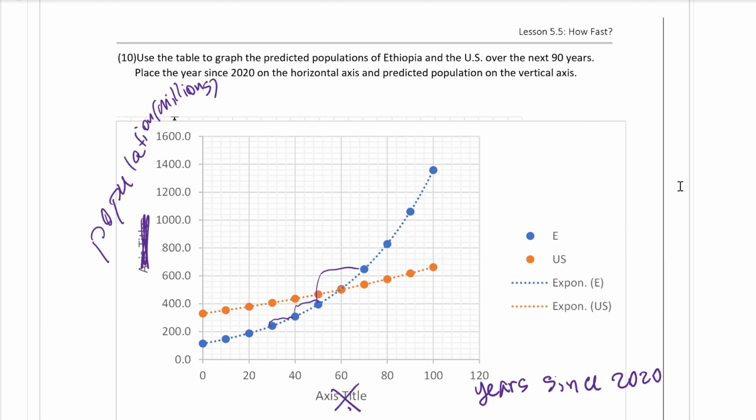Alrighty. So now you can see in the picture that in about 60 years, Ethiopia will overtake the United States. So that year would be 60 from 2020, 2080. All right, based on that rate, if the rate continues.